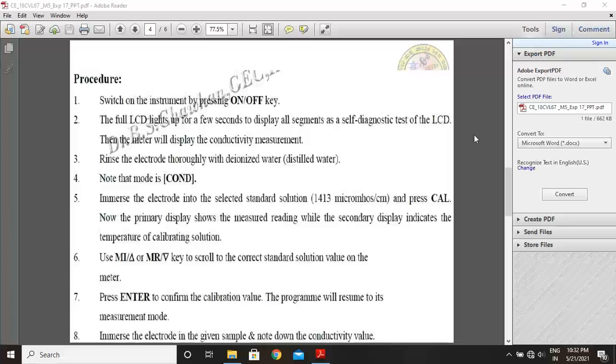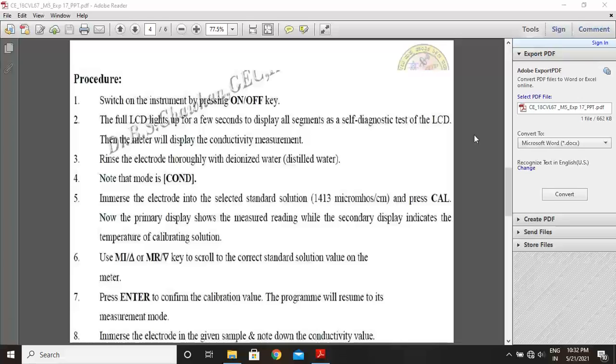Use the up or down key to scroll to the correct standard solution value on the meter, that means you adjust to the required reading. Press enter to confirm the calibration value. The program will resume to its measurement mode.